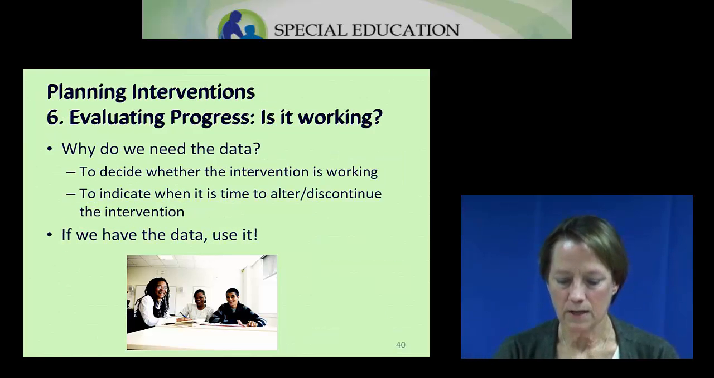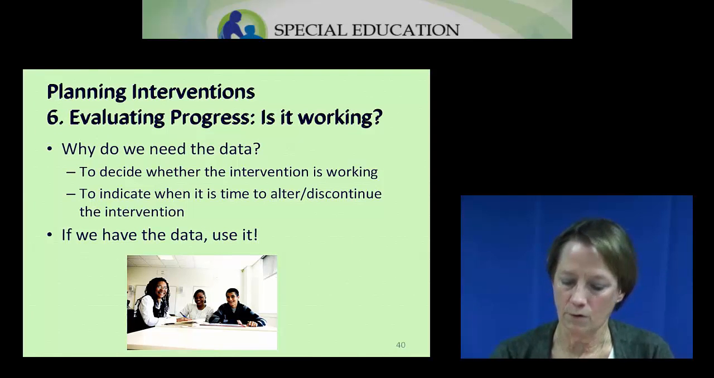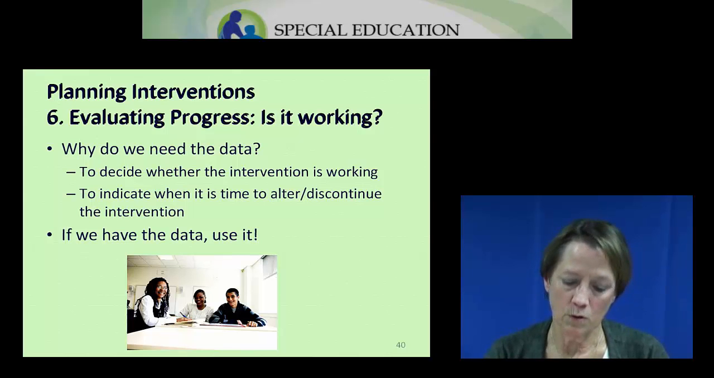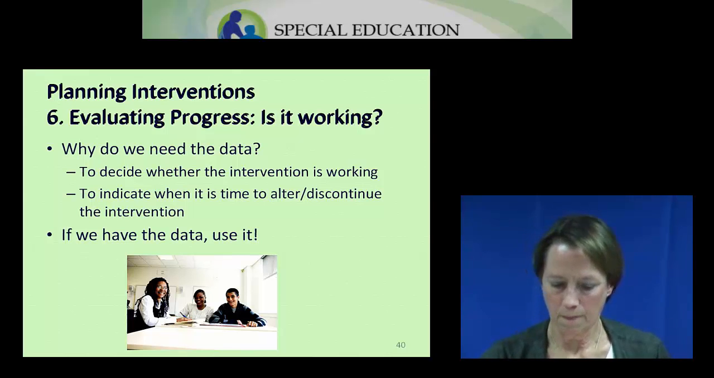We're going to move now to our last stage in planning interventions, and that's evaluating progress. Is our intervention working? So why do we need to collect data to determine whether the intervention is working? Well, there are 2 important reasons. First of all, we have to see whether it is in fact working. Oftentimes we might think an intervention is working only to find that actually it's not. The behavior is still occurring, we're just not as aware of it. And then secondly, we want to learn whether we can even discontinue the intervention or alter the intervention. So if we're going to be collecting these data, we really want to use them to help us decide whether our intervention is working and whether we need to consider some alternatives.